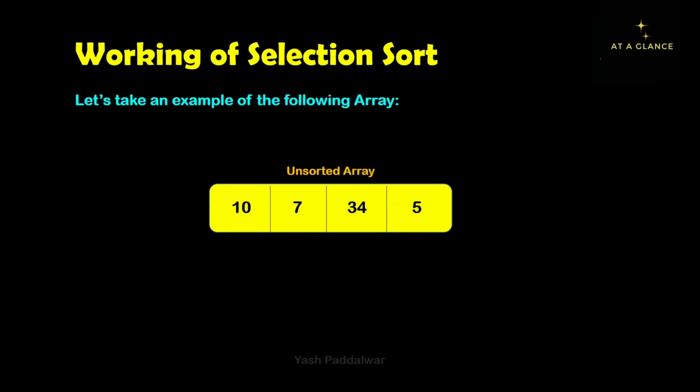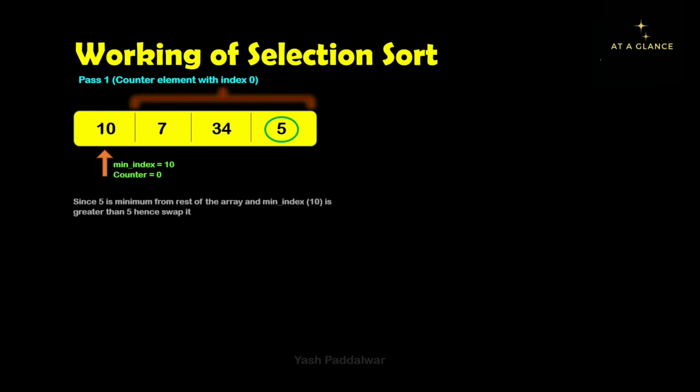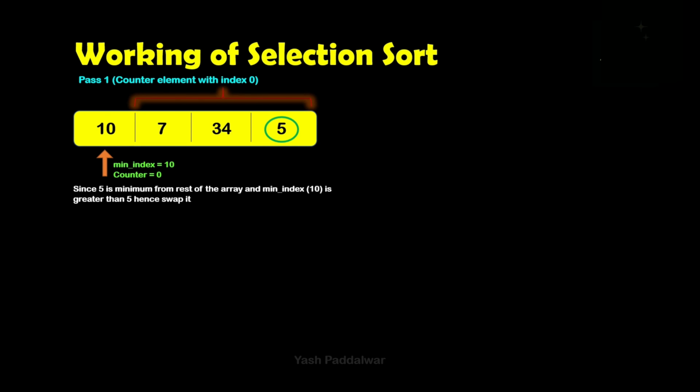So here we have an array of 4 elements. So as per the algorithm, in the pass one we need to iterate from the first element. So in the first case, the counter would be at 0th index, which is 10. Since 10 is the current element, it will be called as min index. Now as per the algorithm, we have to find the minimum element from the rest of the array. So keeping aside 10, the minimum element that we have from the rest of the array is 5.